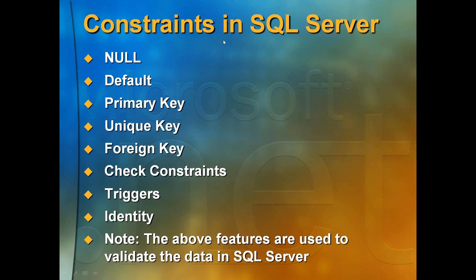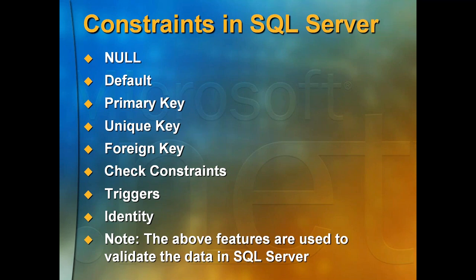These are the constraints. Different features SQL Server has: null, default, primary key, unique key, foreign key, check constraints, triggers, identity. The above features are used to validate the data in SQL Server. Clear? So how can the validations happen? There has to be some kind of feature, so that using it, we should be able to validate the data automatically.